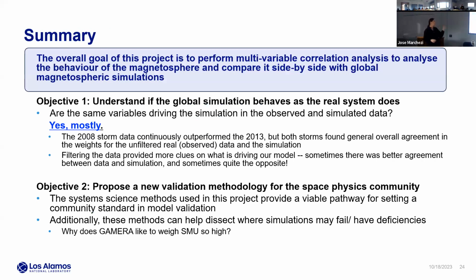So to summarize, again, the overall goal of this project was to perform canonical correlation analysis to see if simulated data behave the same way as observed data in the magnetosphere. And so we had our first objective to understand if the global simulation behaves as a real system does. Are the same variables driving the simulation? Yes, mostly. 2008 was our best storm. 2013 consistently underperformed just a little bit, but there was overall agreement between the weights on both sides. We did filter the data to get more clues of what's going on, but nothing is confirmed yet.